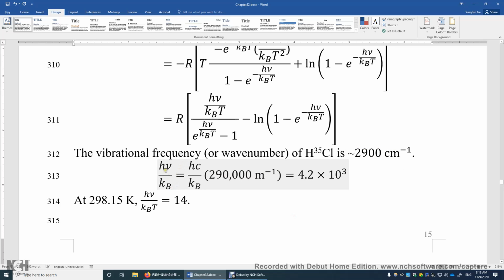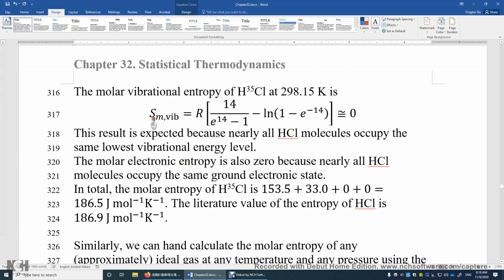And then we can actually compute h nu over kB first, all right? Because if we do this, we can actually calculate h nu over kBT for any other temperatures, other than the room temperature. So h nu over kB is roughly 4,200. So at room temperature, h nu over kBT is 14. So nice. I can plug in 14 here, and 14 here. All right. So this is the molar entropy.